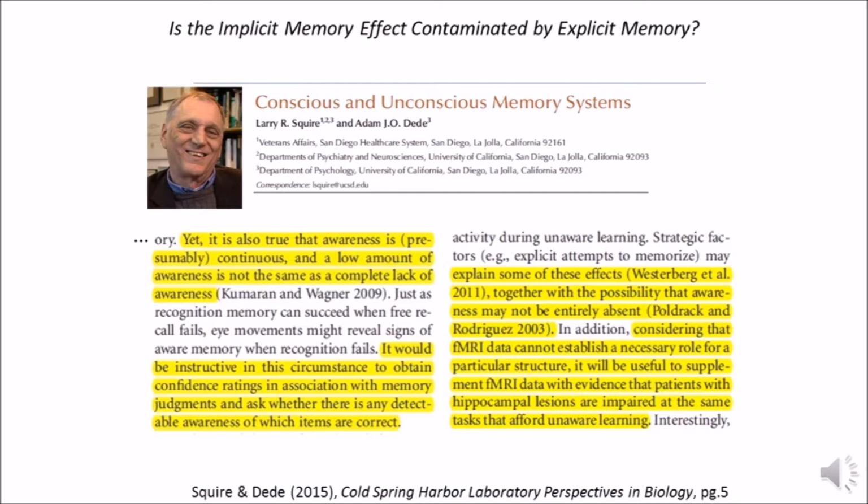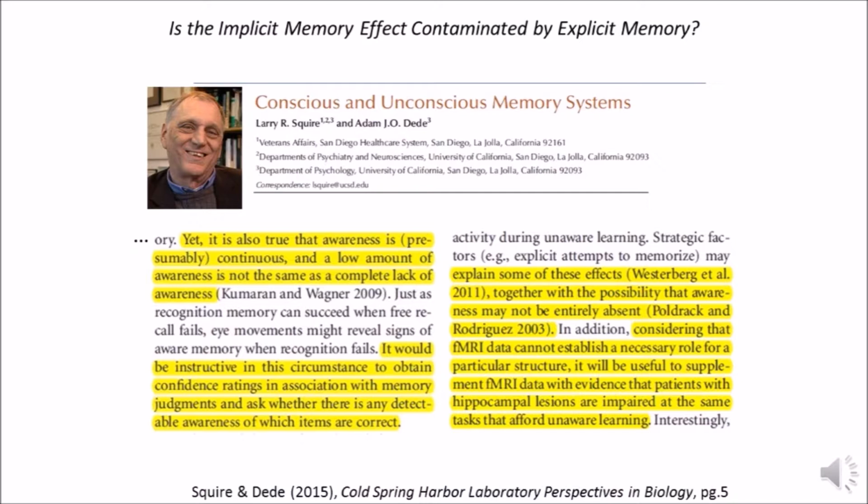Larry Squire, the guy who developed the Cohen-Squire declarative memory model system tree that we've been basically bashing for most of the night, National Academy member, president of the Society for Neuroscience. He has a paper that just came out this year on conscious and unconscious memory systems. He says it would be instructive to obtain confidence ratings in association with memory judgments and ask if there is any detectable awareness. Because he said sometimes it's true awareness is continuous and a little bit of it is not the same as a complete lack of it.